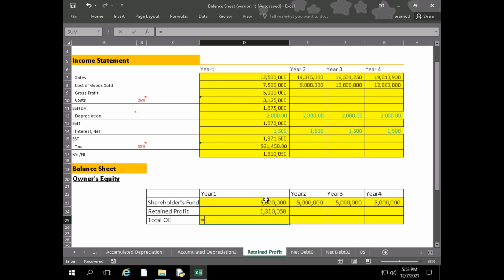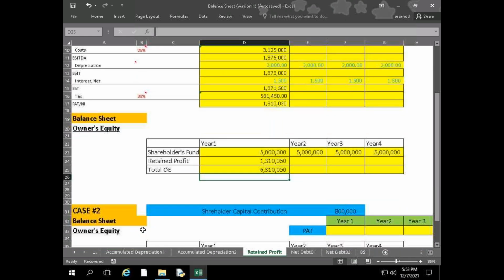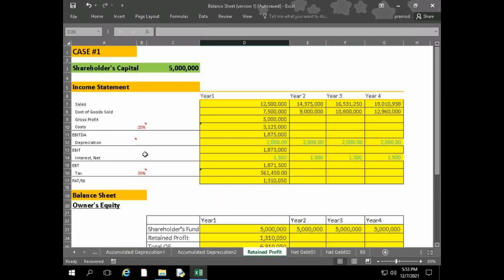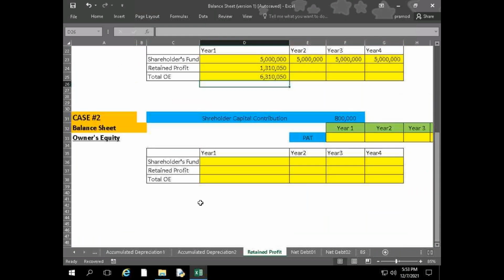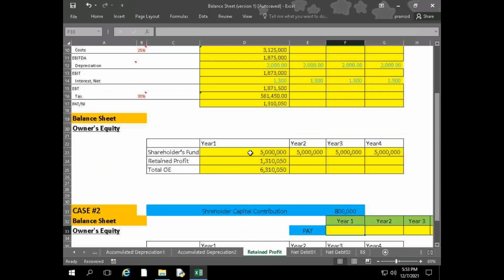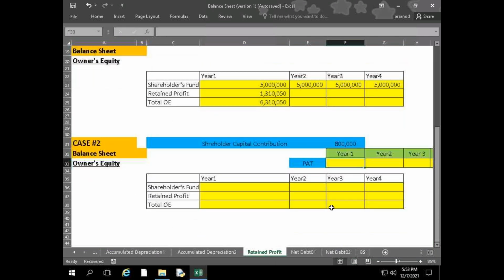Okay, total owner's equity, we take shareholders' funds first plus retained earnings. So this should be the amount. This is case one. In case two, you do the same amount. You can take the same amount of this PAT, or else I'll only give you the amount.